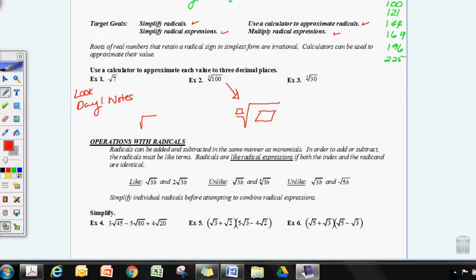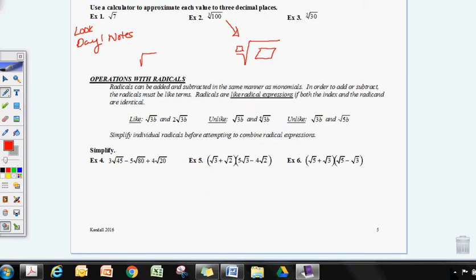Okay, on to the fun stuff. On to the operations with radicals. So we are going to be able to add and subtract radicals if they are like terms or like expressions. And the only way that they are like is if everything is exactly the same. Notice on the inside it's a root of 3b and it's a root of 3b. Here it says I have 2 of them and here I have 1 of them.